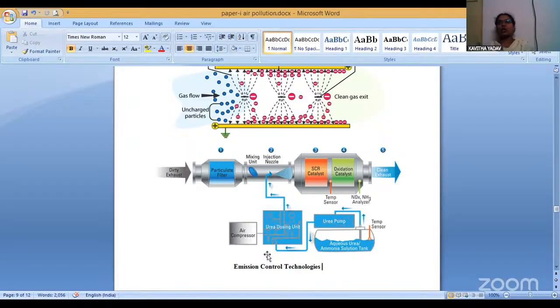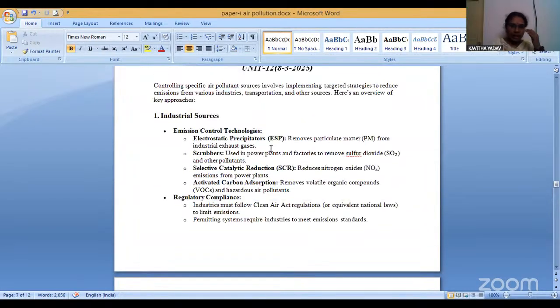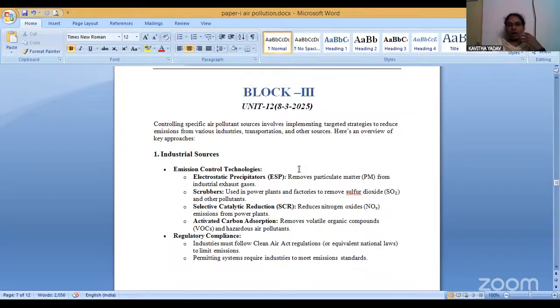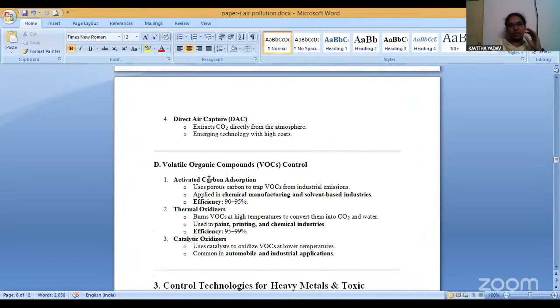We are going to use a catalyst. It may be ammonia. Already explained that one. Selective catalytic reduction, SCR, reduces the nitrogen oxide emissions from power plants. What are the dirty gases which have nitrogenous compounds? They can be controlled by a catalyst in the selective catalytic reduction process. There is a clear explanation in this chapter 11.